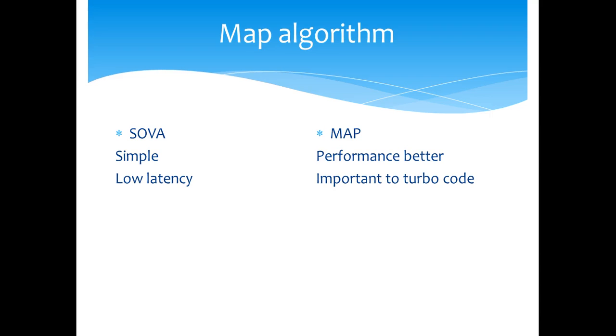It can have about 0.5 dB better performance than SOVA in low SNR and high BER conditions. This is really good for turbo codes because the first stage of iterative decoding leads to high output errors, and any enhancement at the first stage makes the overall performance better.